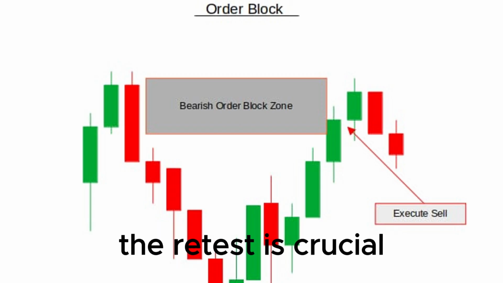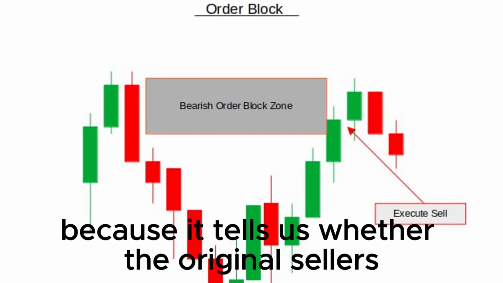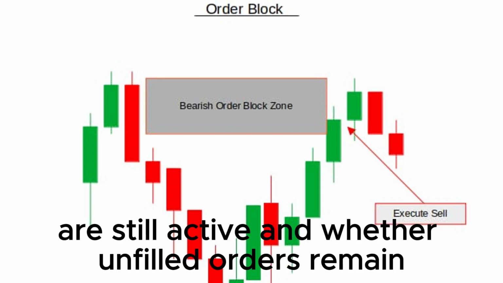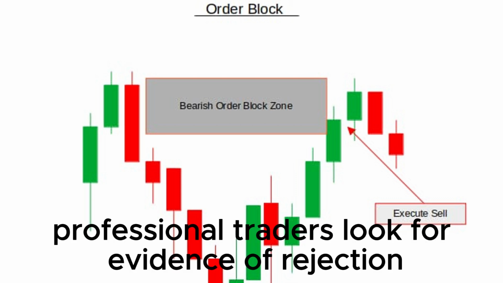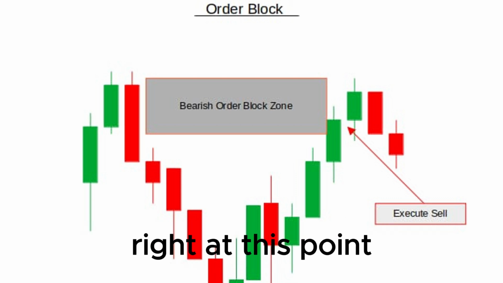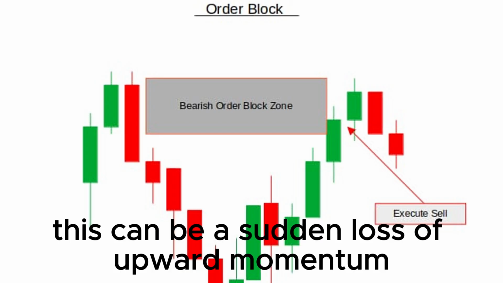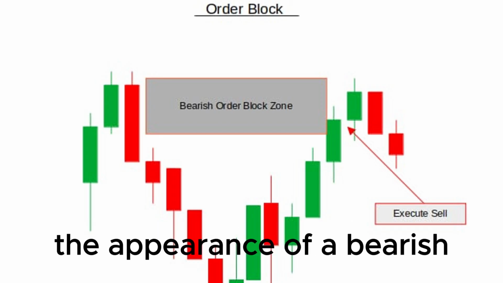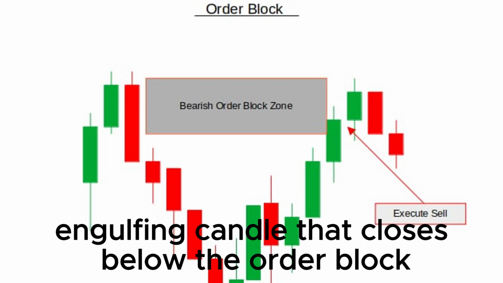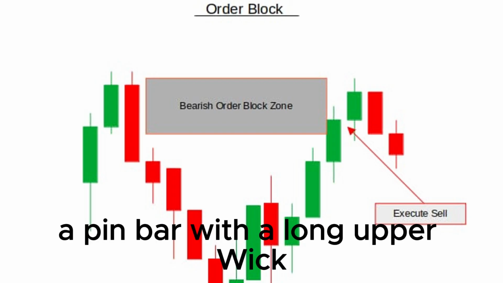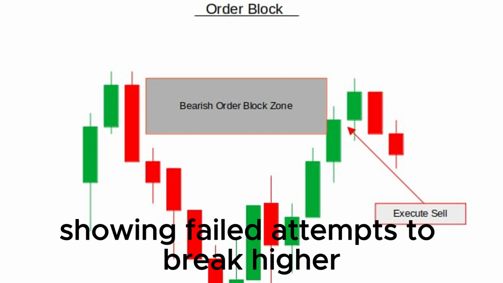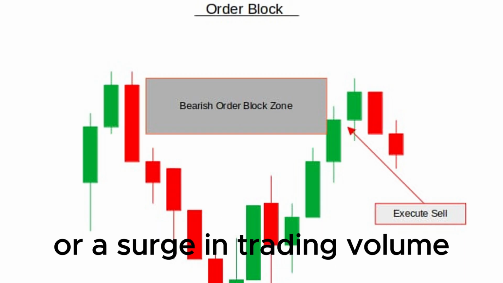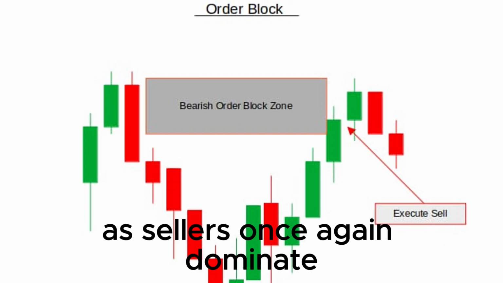When price finally touches the gray order block zone again, we have what is known as a retest. The retest is crucial because it tells us whether the original sellers are still active and whether unfilled orders remain. Professional traders look for evidence of rejection right at this point. This can be a sudden loss of upward momentum, the appearance of a bearish engulfing candle that closes below the order block, a pin bar with a long upper wick showing failed attempts to break higher, or a surge in trading volume as sellers once again dominate.